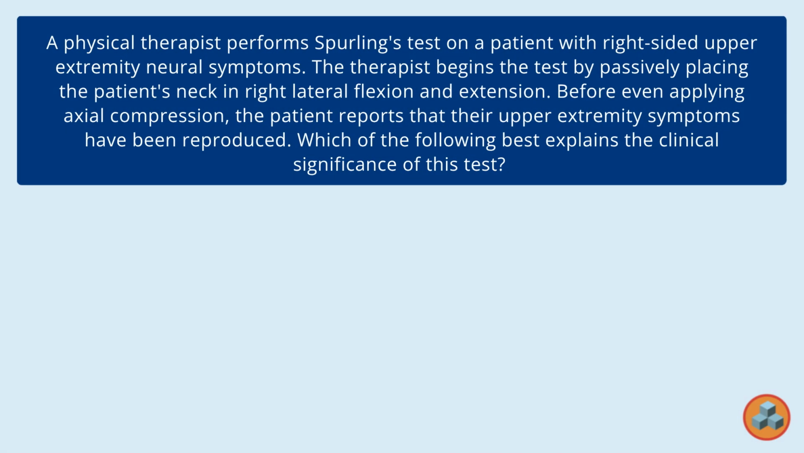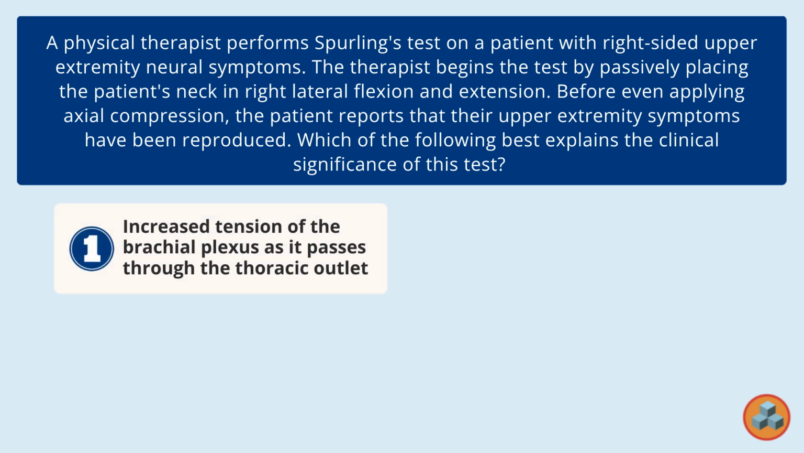A physical therapist performs Spurling's test on a patient with right-sided upper extremity neural symptoms. The therapist begins the test by passively placing the patient's neck in right lateral flexion and extension. Before even applying axial compression, the patient reports that their upper extremity symptoms have been reproduced. Which of the following best explains the clinical significance of this test?